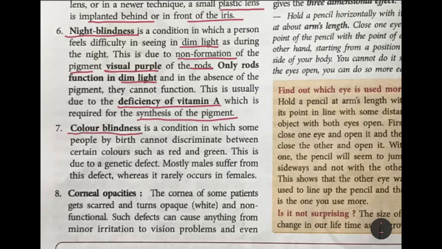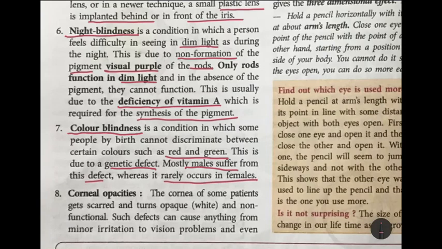This is a condition in which some people by birth cannot discriminate between certain colors such as red and green. Okay, and this is a genetic defect. We have done that in the genetic chapter, if you remember, where only males suffered from this defect, but it rarely occurred in females. Females were only carriers, if you remember.